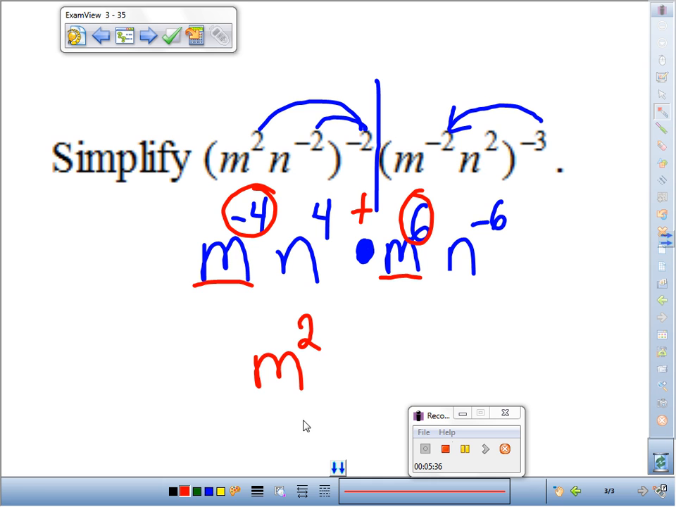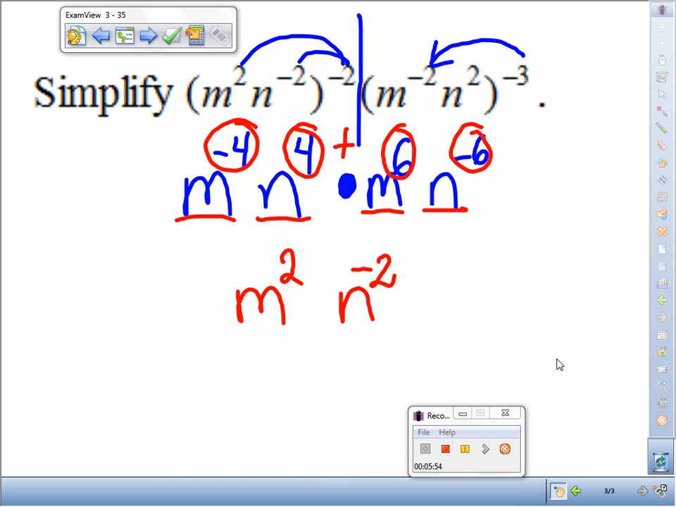Positive 2. That is correct. Then you see the next same base. Since we're multiplying, we're going to add the exponents. 4 plus negative 6, that's negative 2. So far, so good. All right.